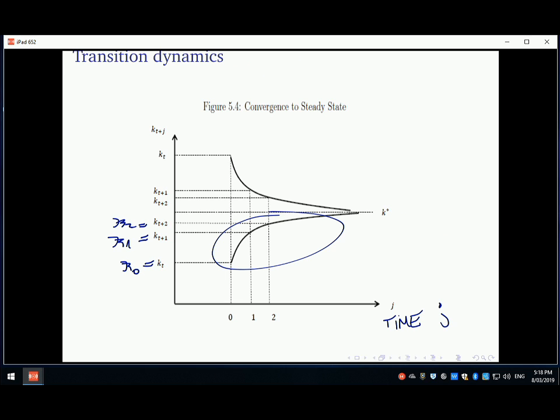And the same will apply if you start from a lot of capital. If you're in an economy that is over-investing, basically, you will do the opposite. You will start decreasing capital gradually. So that will be this over here. You were over-investing, and you start reducing until you get to the steady state. Okay? Good.